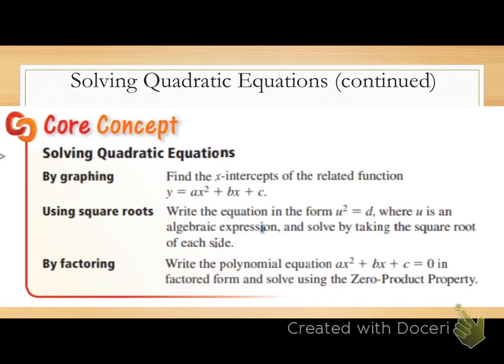Raise your hand if you can tell me what an x-intercept is. Let me call on you. So the line goes through the x-axis. It's where my graph crosses the x-axis. Right? So anywhere my graph crosses the x-axis, that would be considered an x-intercept.